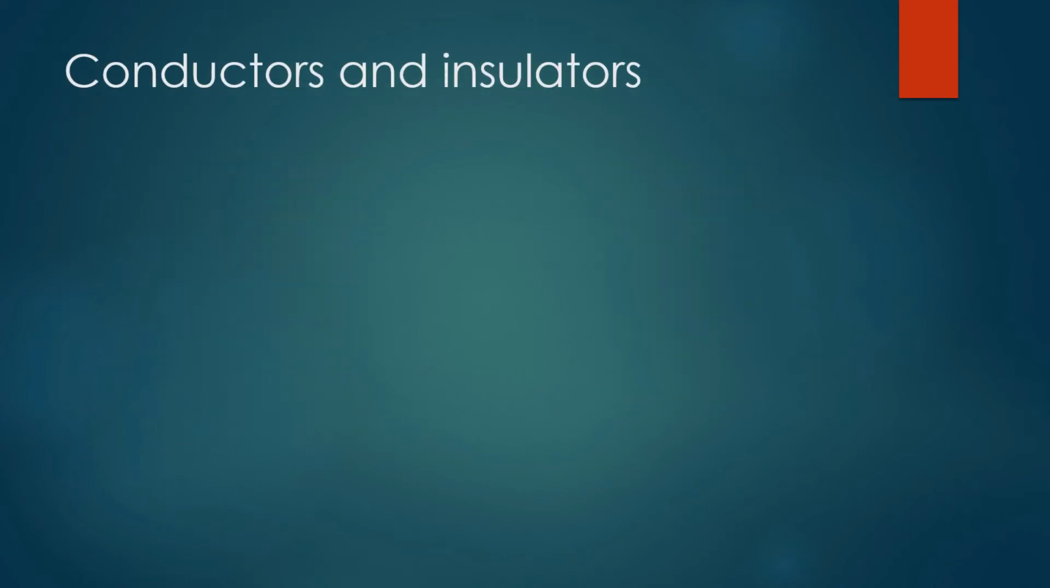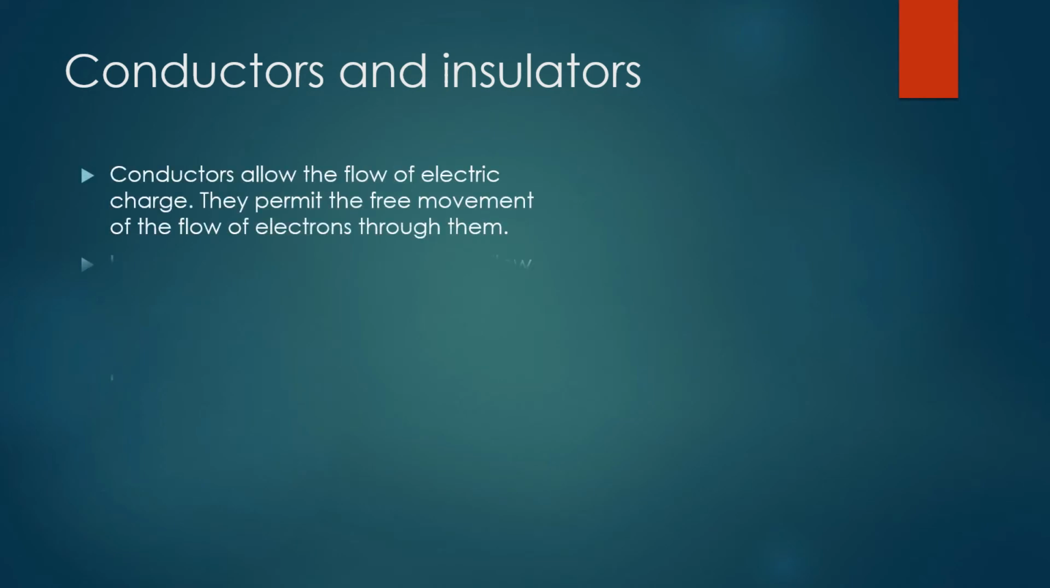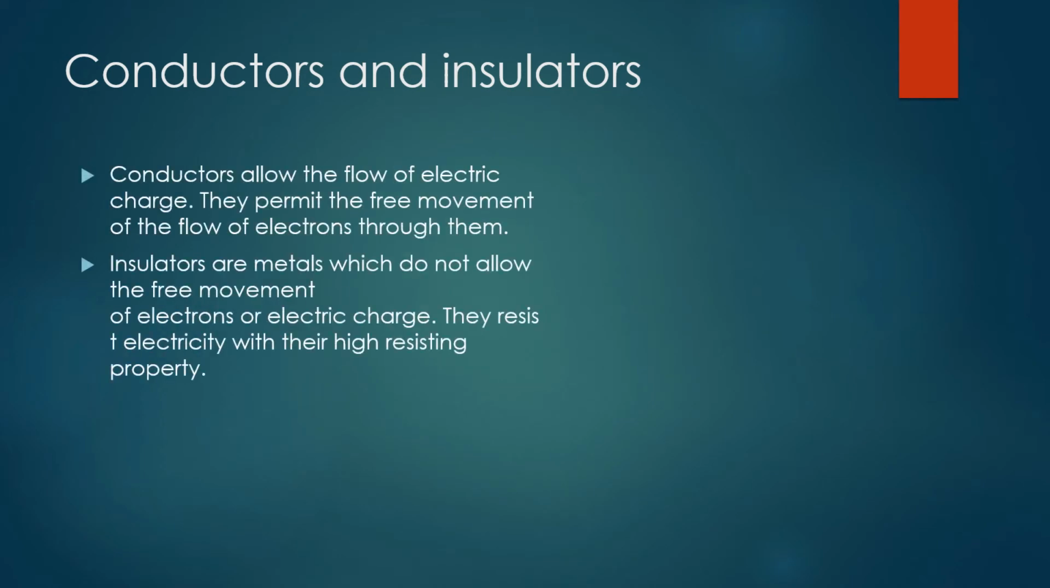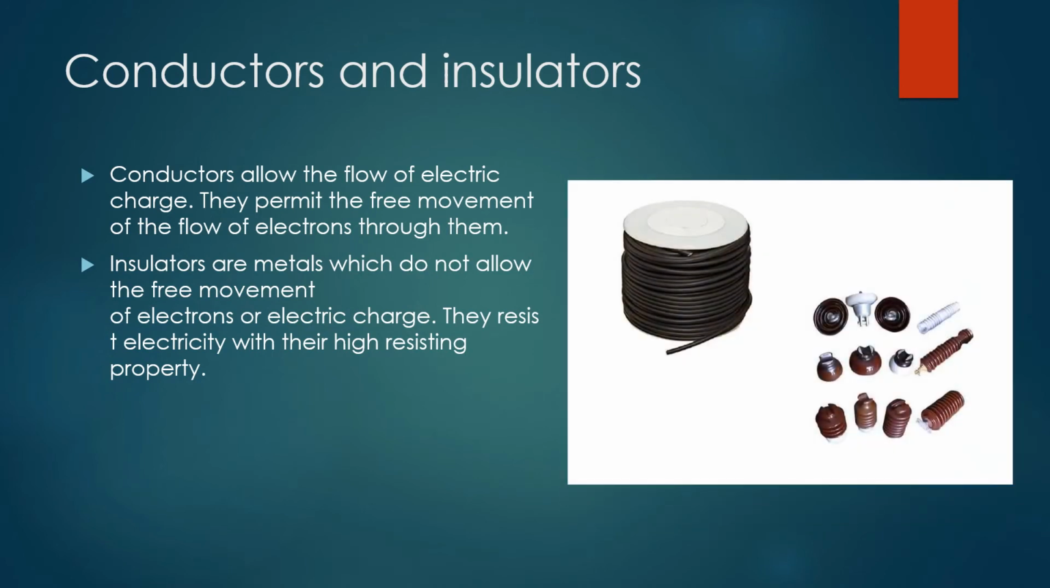And then the next element are conductors and insulators. Conductors allow the flow of electric charge. They permit the free movement of electrons through them. And then insulators are just the opposite of conductors. They are materials which do not allow the free movement of electrons or electric charge. They resist electricity with a high resisting property. And then here we have both of them. You can see we have a conductor. This is a cable. And then you have the different types of insulators. We have them here.